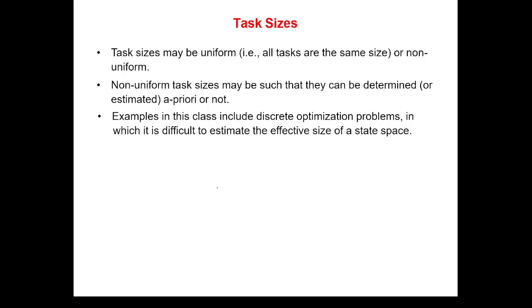Okay, alright. Okay, selain daripada task generation, kita look into the task size. Okay, task size ni can be uniform, di mana setiap task can be the same size, ataupun non-uniform. Okay, so non-uniform task may be such that they can be determined or it can be estimated as sama ada priority ataupun tidak. Okay, example of this class include the discrete optimization problem, di mana it's difficult to estimate the effective size of the state space. Okay, macam contoh kita nak dalam keadaan satu tempat tu, space tu, macam ni kita nak identify, nak estimate dia punya size. Sangat luas kan.